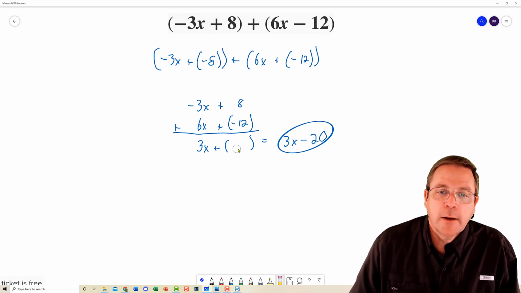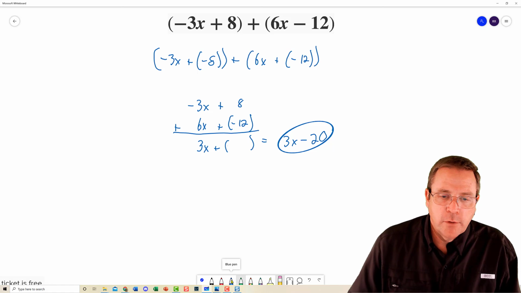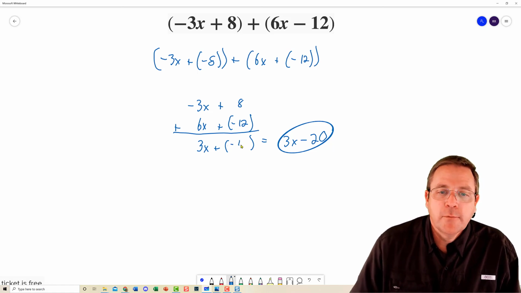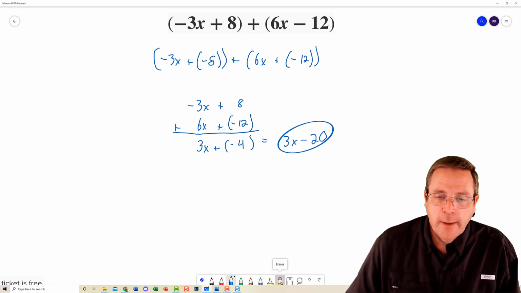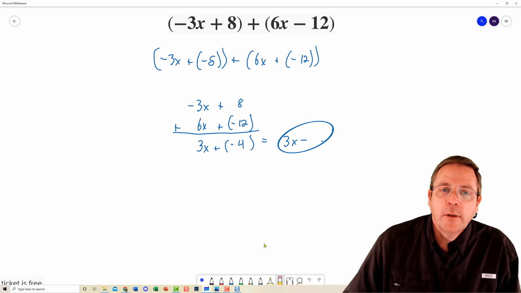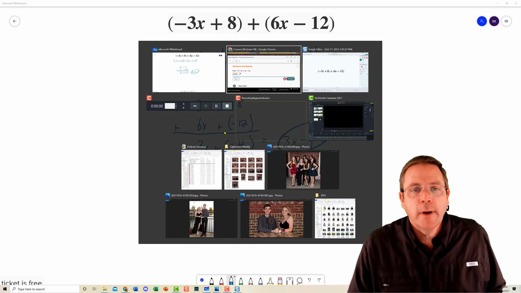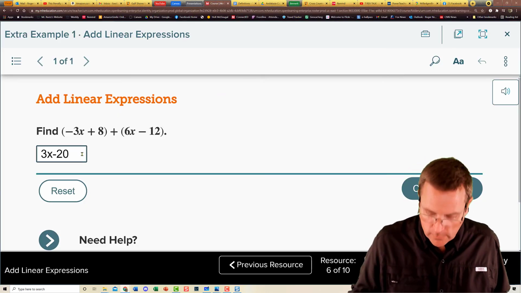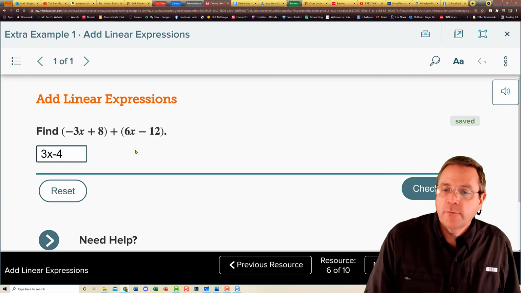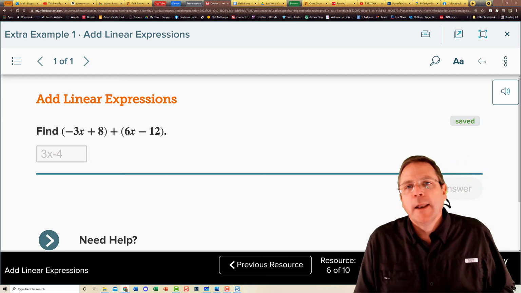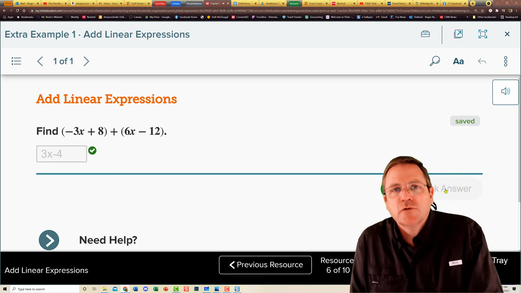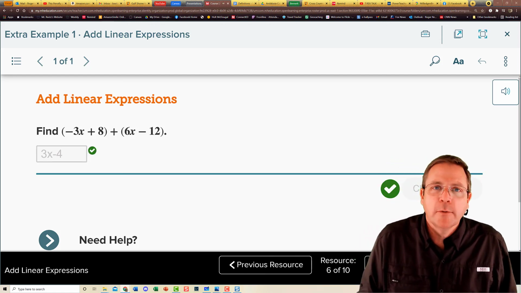And because of that, we're going to have signs are different. Find the difference being negative 4. And that means that my final answer here is also going to end up being a negative 4. So let's go back and try and plug this in correctly now. Do 3x minus 4 and check. Now my answer checks. Sometimes those stupid writing errors will get me in trouble.